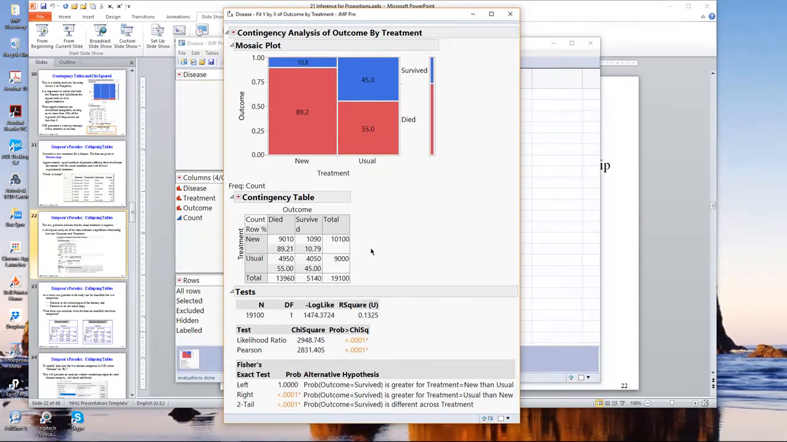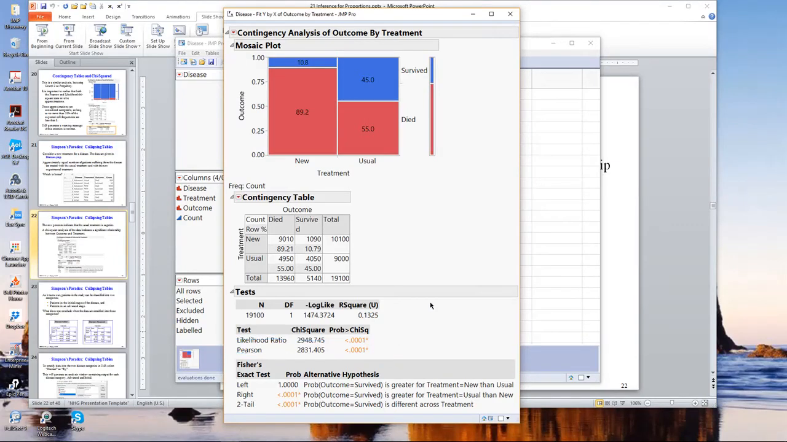Okay. Notice something interesting. There are, in the entire study, 19,100 people. And notice for the new treatment, there are a little over 10,100 to be specific, and 9,000 the other. We take a look at the chi-square test, and it says, yes, this difference we're observing is real. Okay, so it appears there is a real difference between the two treatments.